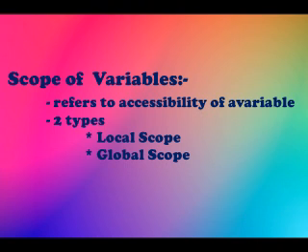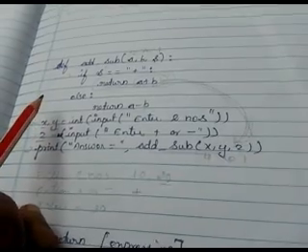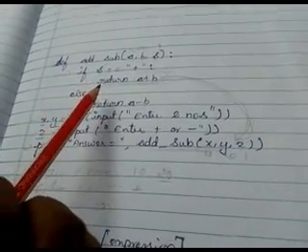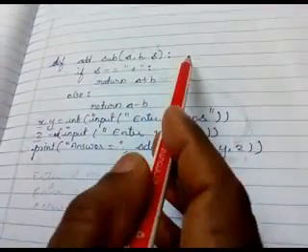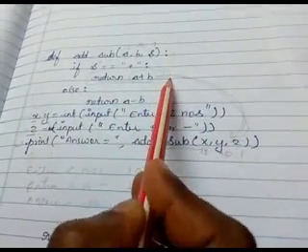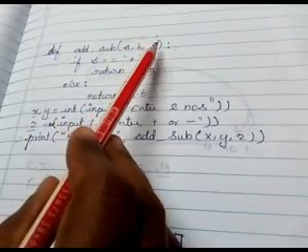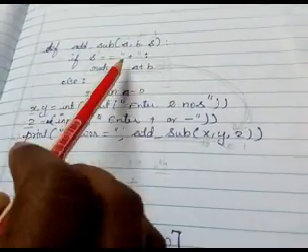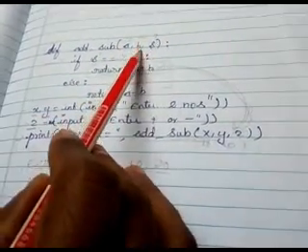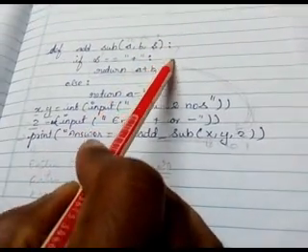Okay, now we will see the description of this local scope and global scope. We will see one by one. Now we will see about local scope variable. Local scope variables are defined within the function or a block. Here a, b, s. These are the three variables defined and used in this function only.